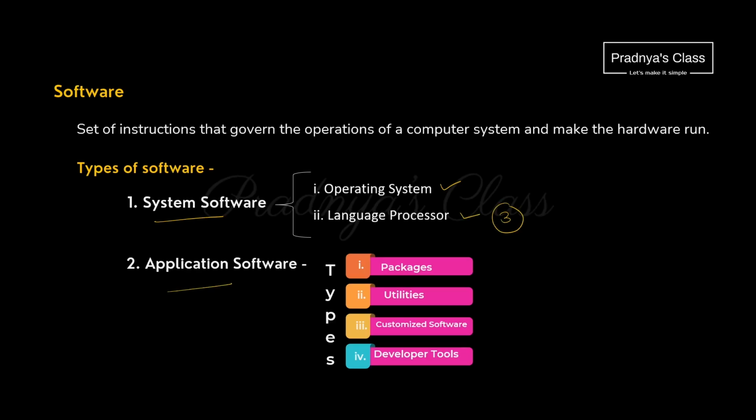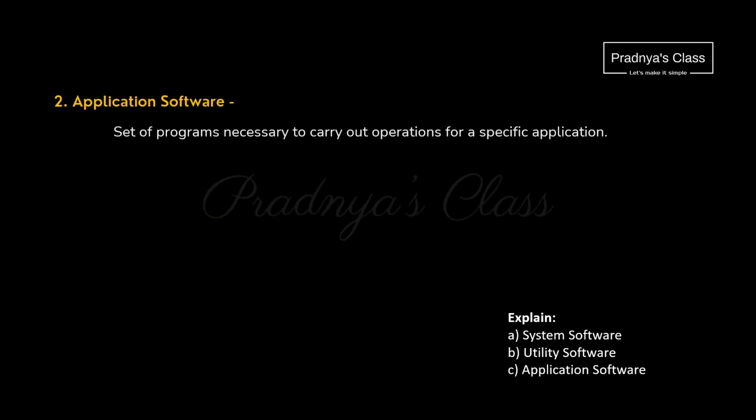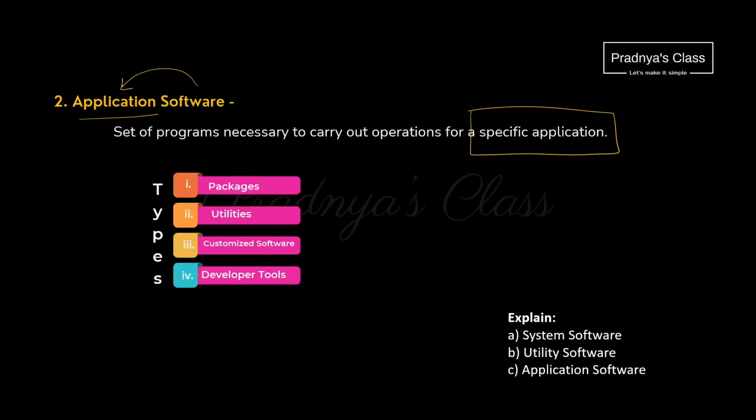Now let's move ahead to the application software. From the name itself we can understand that we are going to apply this software somewhere. It means it will be for a specific application. Like a hospital will have its own software, or if you want to book tickets online you will have different software. If you go to a bank you will have different software. Understood, right? So here are different types of software which have different applications.